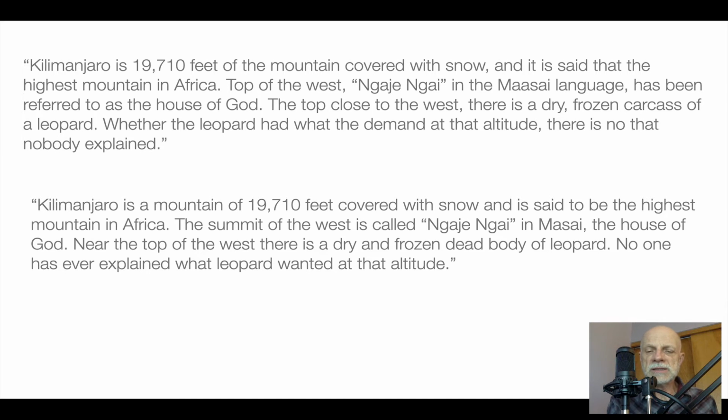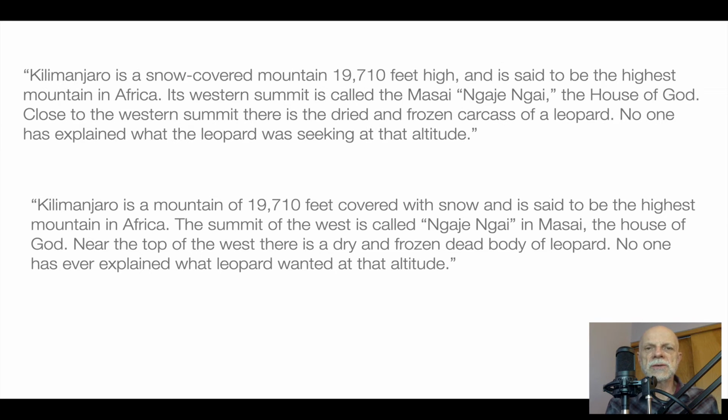But in 2016, Google changed their algorithm to a very deep learning system, and the quality dramatically changed. So here's the result of that one. It's the top paragraph here. Kilimanjaro is a snow-covered mountain, 19,710 feet high, and it is said to be the highest mountain in Africa. Its western summit is called Maasai Najiji Nagai, the House of God. Close to the western summit, there is the dried and frozen carcass of a leopard. No one has explained what the leopard was seeking at that altitude.